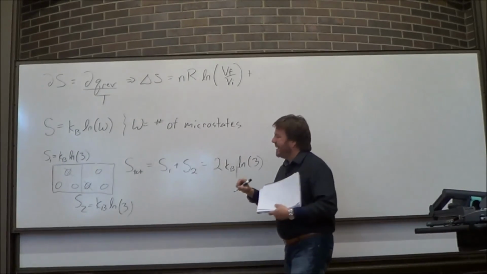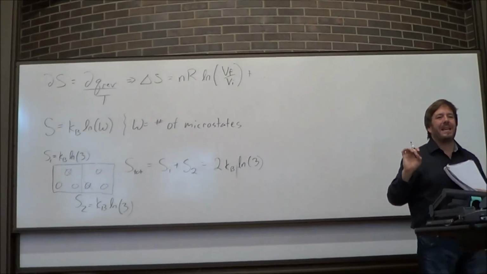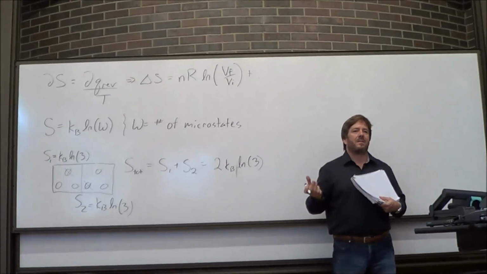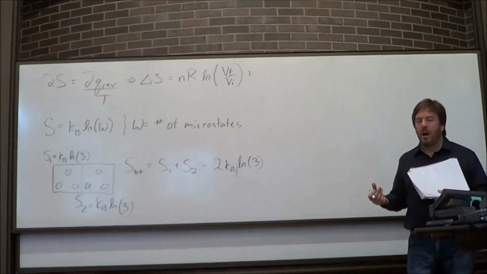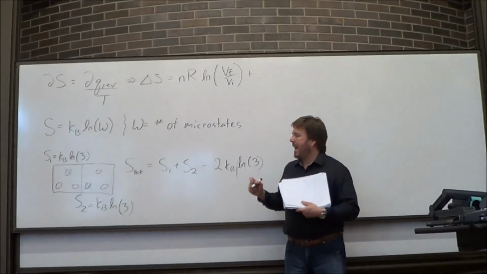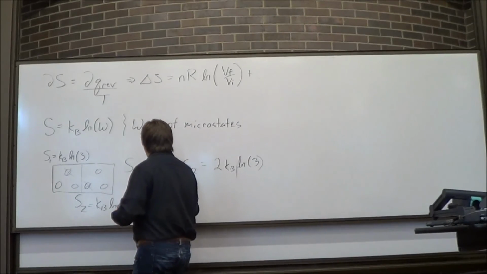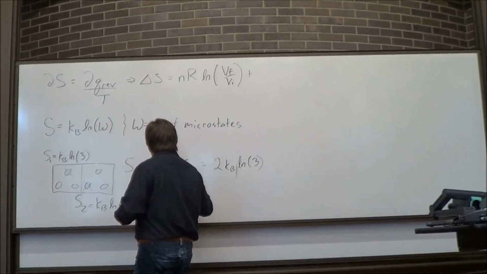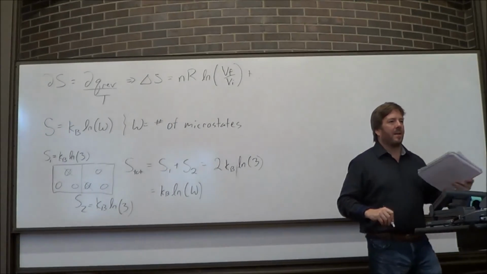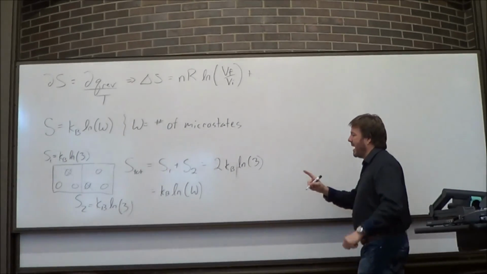I used the extensivity of entropy, that it's just like energy because it's a state variable. I should be able to add it up, and I did, and it does work. But I should also be able to work with this formula and get the same thing. All right, now this is why this is kind of a pain.